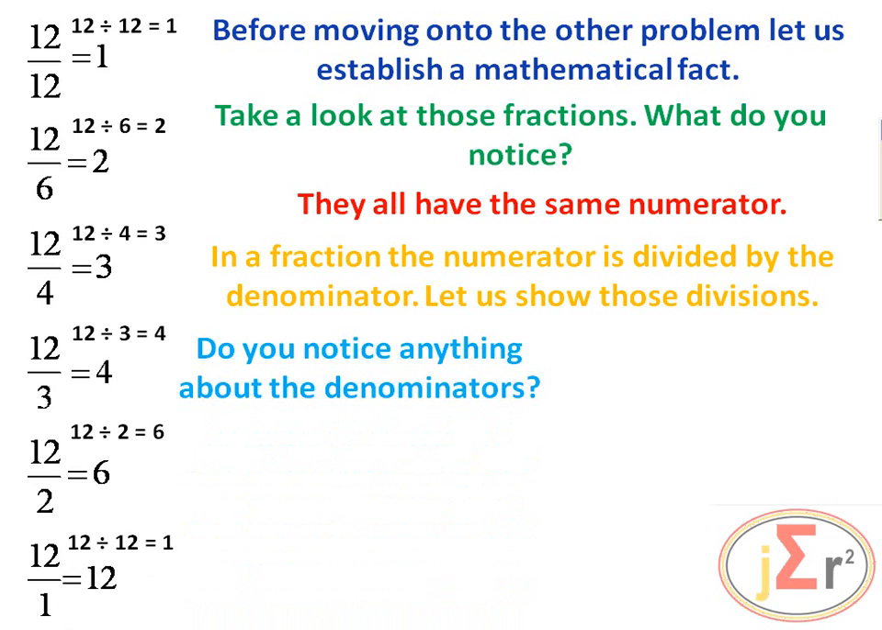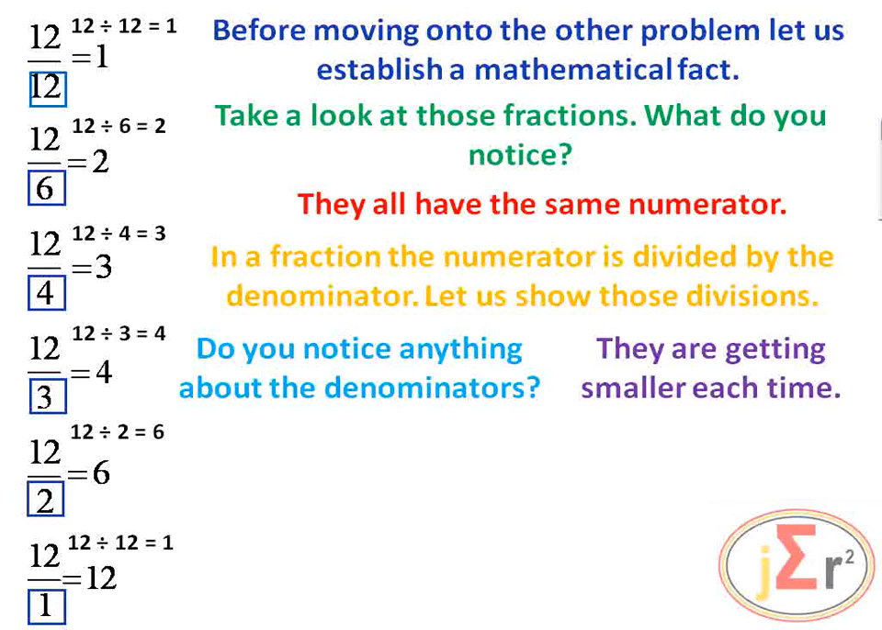Do you notice anything about the denominators? Counting down. And yes, Jerry is saying that they are counting down. But I would prefer to say that they are going down or decreasing in value each time. The denominators are decreasing in values each time. And what do we notice about anything else? We notice that the denominators are decreasing each time. They are getting smaller each time.